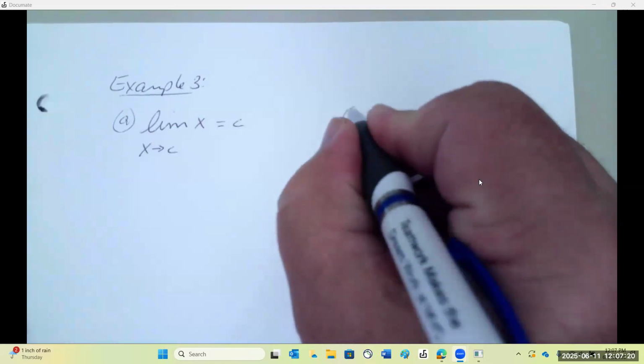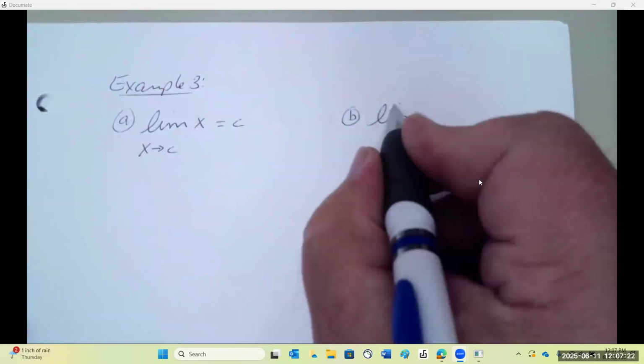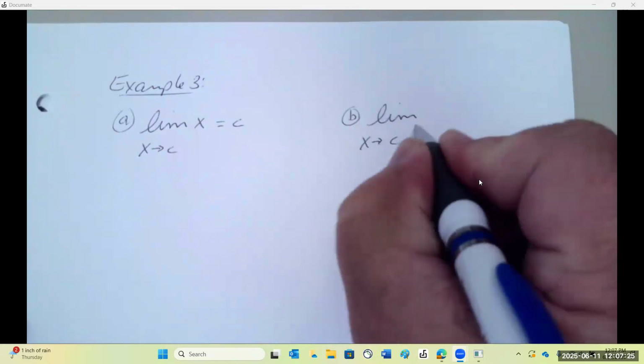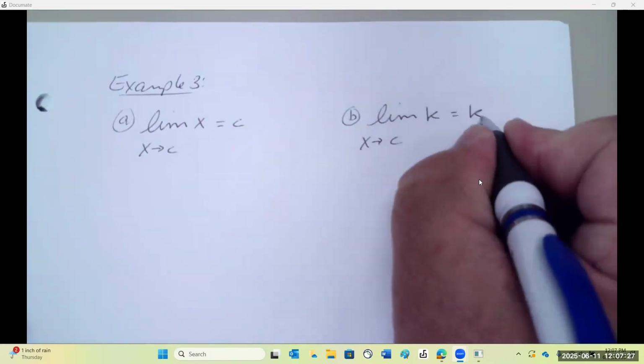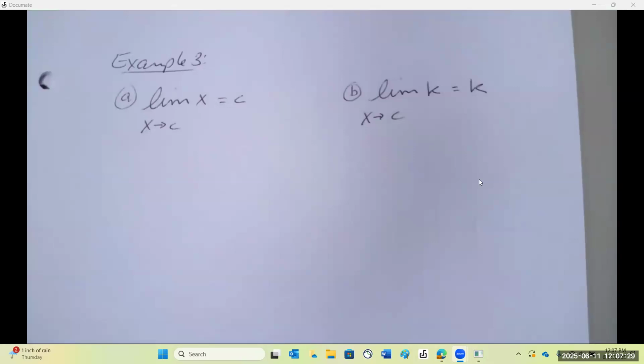All right, and we'll get to that one in a second. So let's look at some simple ones first. Find the limit of c as x approaches c. Prove these two using the epsilon delta.